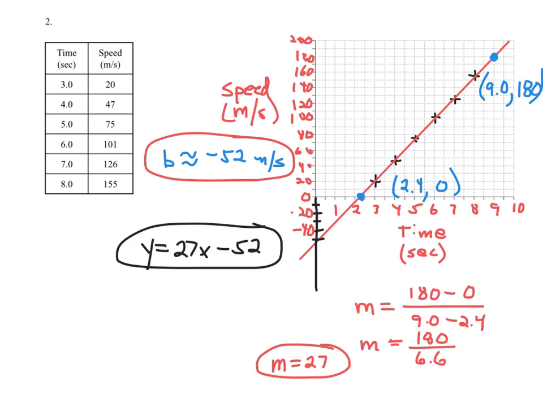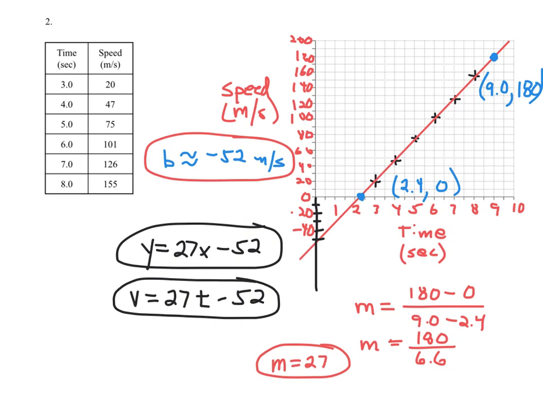But if you want to be a little bit more professional about this, you would say something like this. Speed, or velocity, I'm going to use a v for velocity. We'll talk about that later on as well. v equals 27t minus 52. You don't need to do this, but I'm just showing you what's coming in the future to emphasize that we have a velocity or a speed and a time. The velocity is equal to 27, and meters per second squared would be the units, but 27 times t, the time, minus 52.